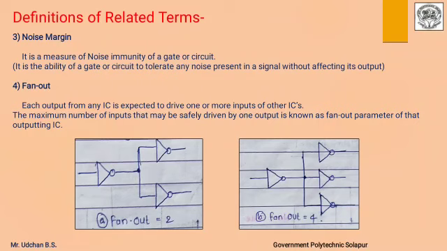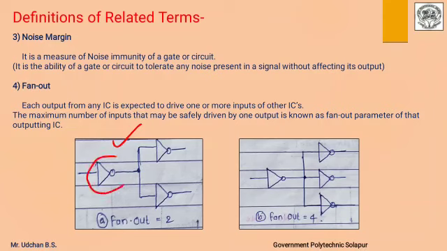Now next is the fan out. Each output from any IC is expected to drive one or more inputs of other ICs. The maximum number of inputs that may be safely driven by one output is known as a fan out parameter of that outputting IC. Now in this diagram we can observe that there are 3 NOT gates.